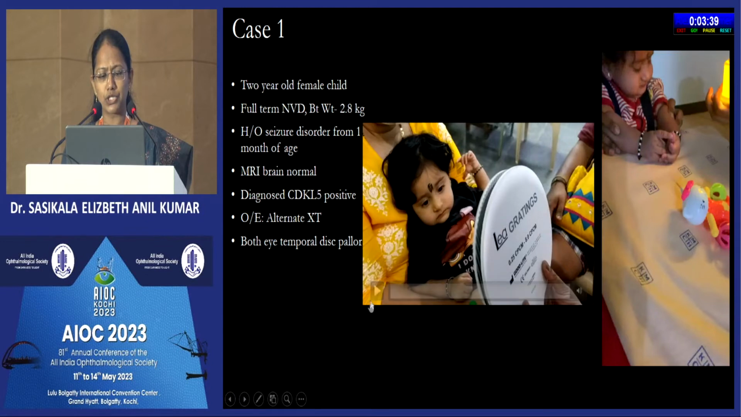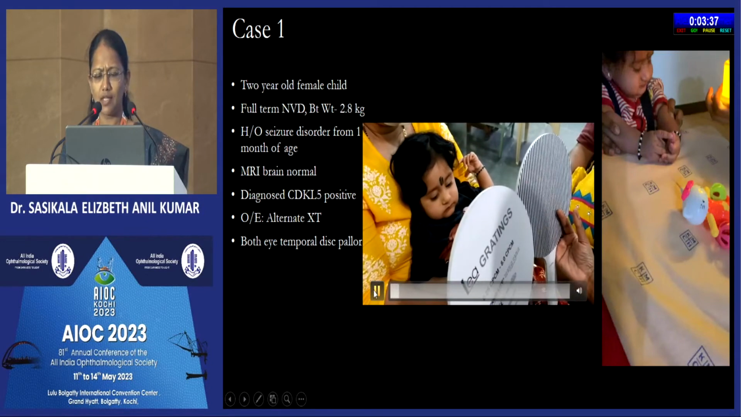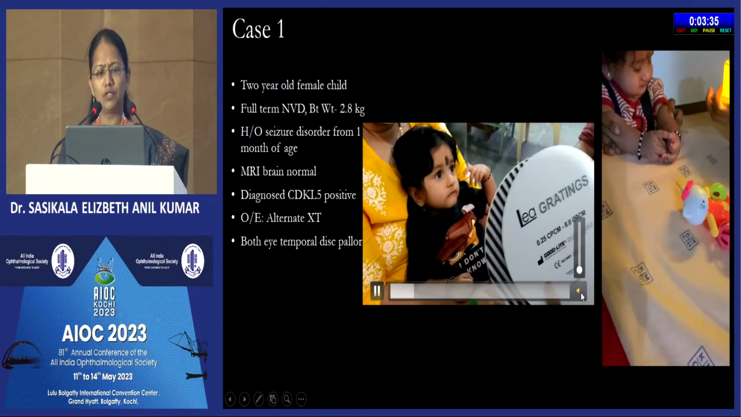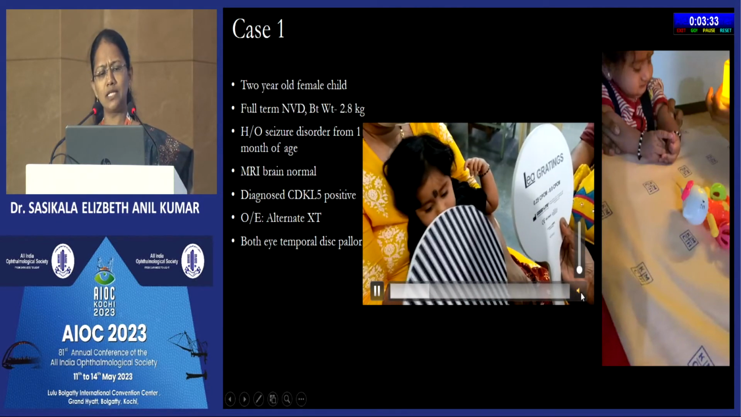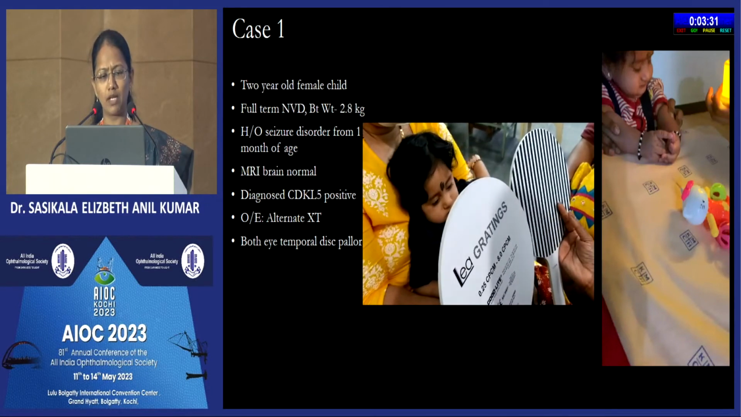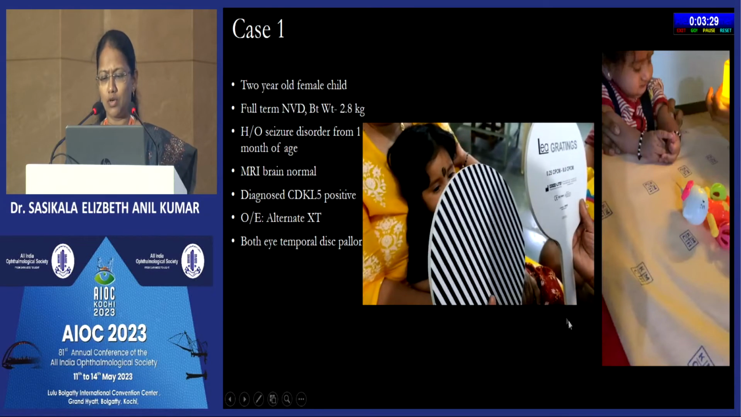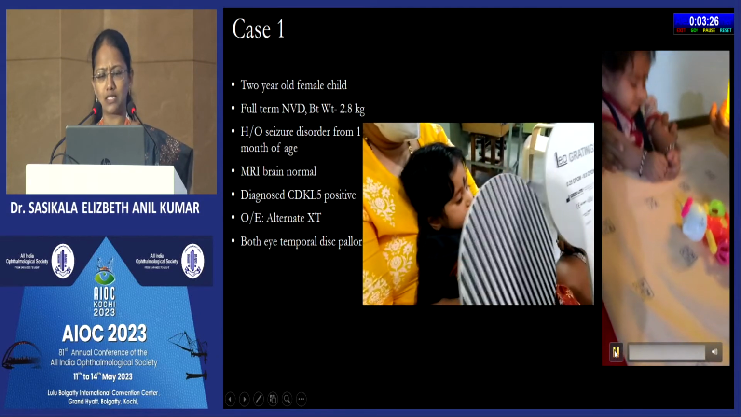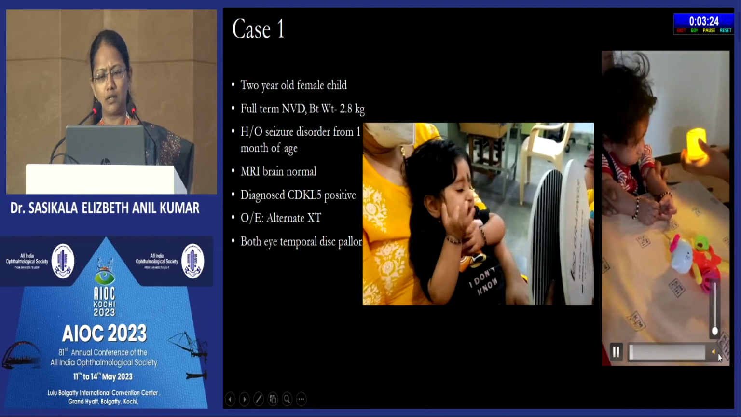Because parents are the most important people who can optimally teach and communicate with their children. A few cases I want to share. This is a child brought at 2 years of age, full-term normal delivery. The child had seizures at 1 month of age. MRI brain was normal, and on doing a Lea paddle, she was responding to 1 cycle, and we started intervention for her.